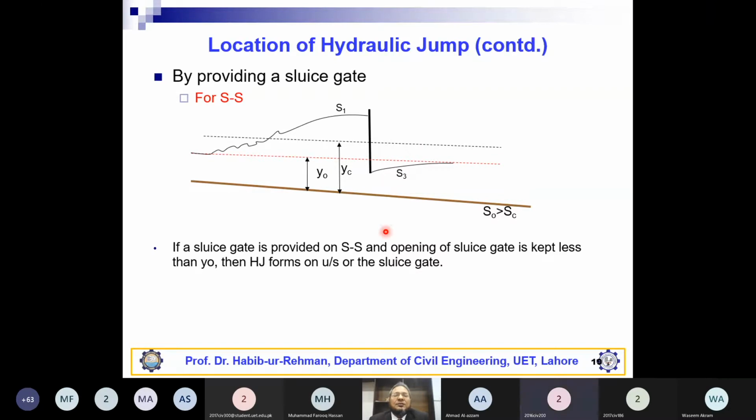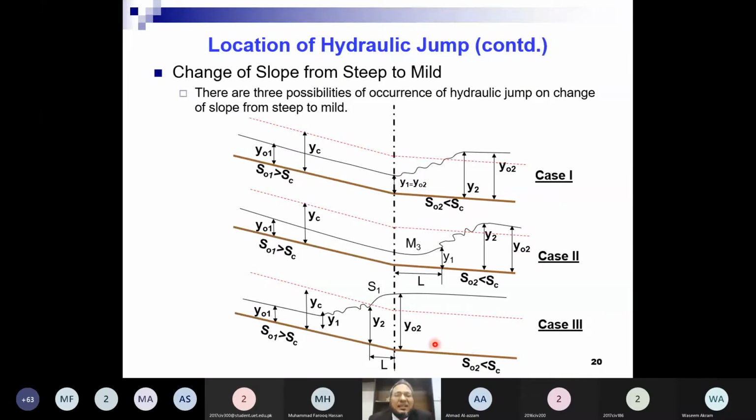So this is how a hydraulic jump can be created on a steep slope by providing and closing a sluice gate. So what should be the opening of the sluice gate? Less than y0. Okay, now shall we go to the next?